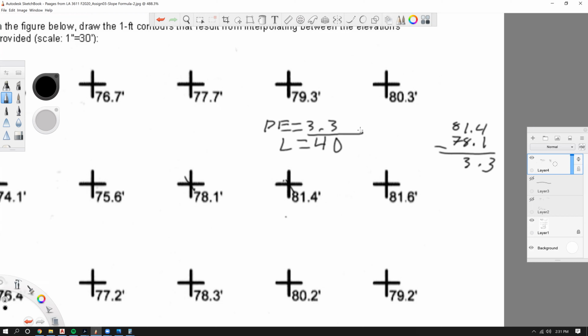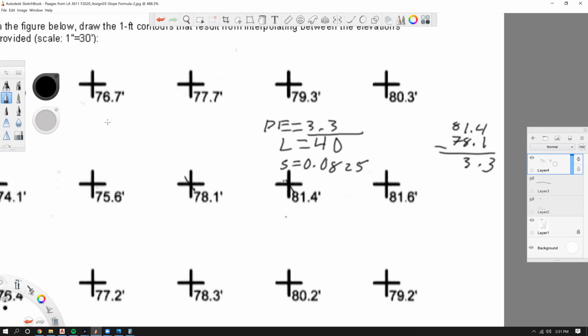Divided by 40, which is 0.0825. Slope equals 0.0825 or 8.25%. So what you want to do now is figure out how far the first point is. The first point, if we're coming up from 78, will be 79, right? So the difference in elevation between 78.1 and 79 is going to be 0.9.